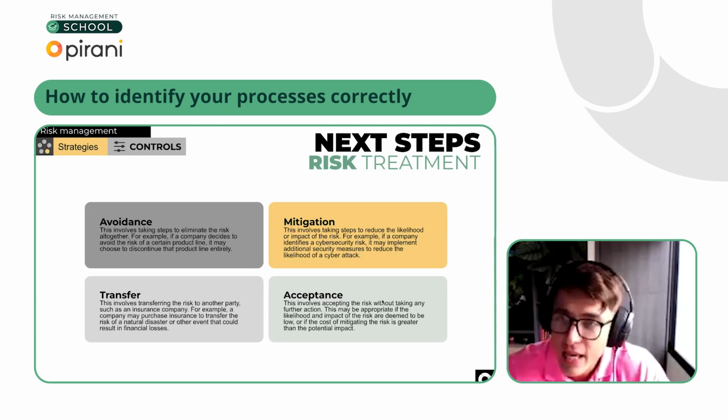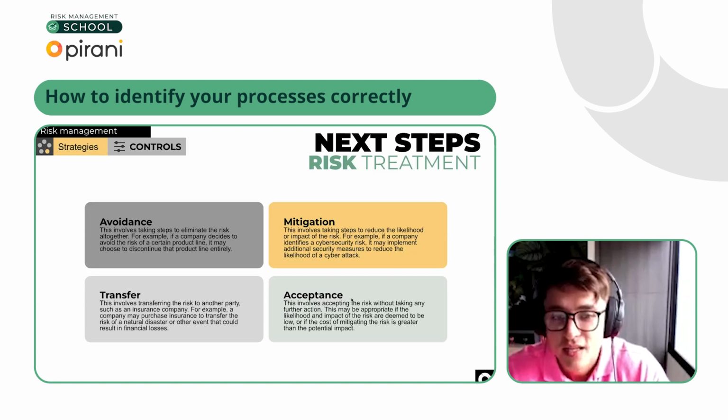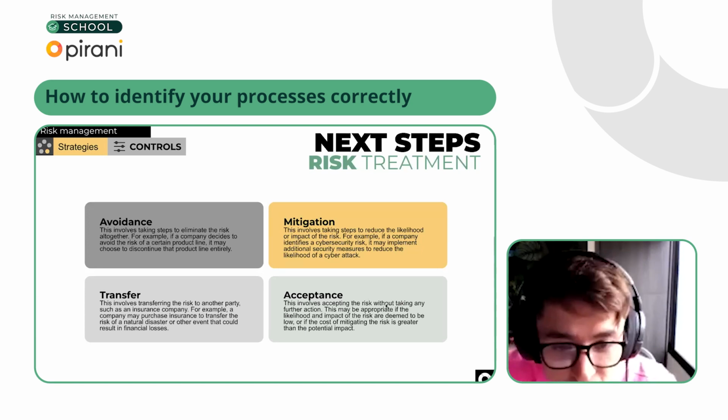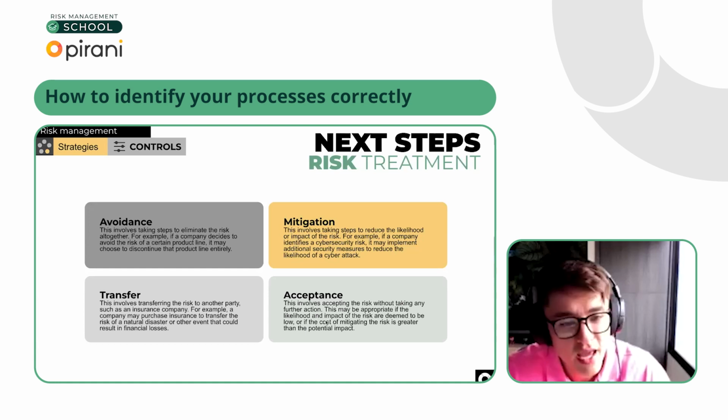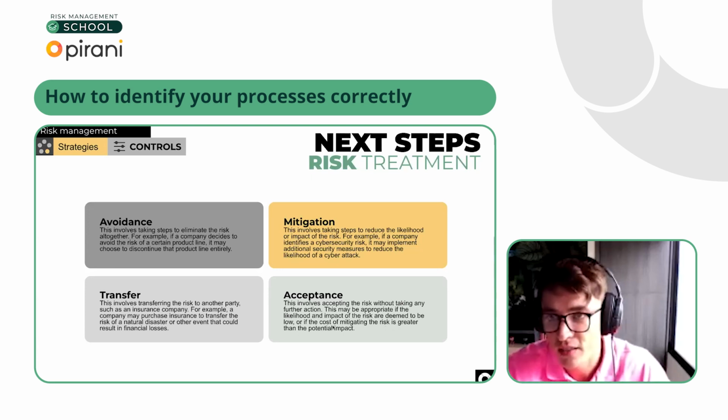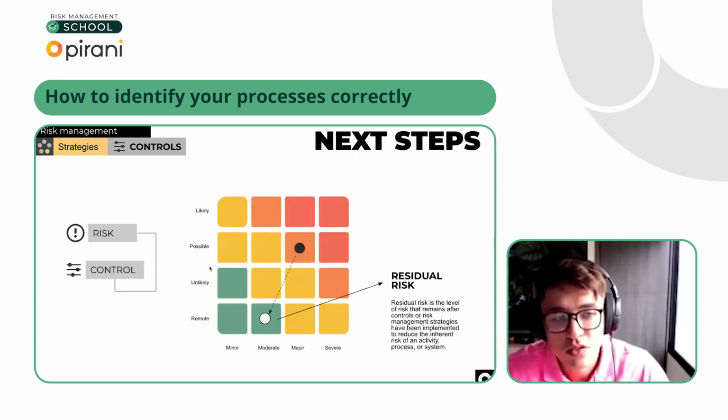And we can accept some risks. This involves accepting the risks without taking any further action. This may be appropriate if the likelihood and impact of the risks are deemed to be low, or if the cost of mitigating the risk is greater than the potential impact. There are risks that I can embrace, and that's okay also. But if I choose to mitigate the risks, we're going to do something like this.